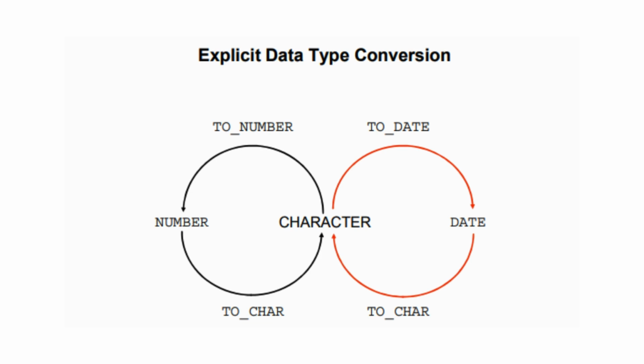TO_NUMBER(char, fmt, NLS_PARAMS) converts a character string containing digits to a number in the format specified by the optional format model fmt. The NLS_PARAMS parameter has the same purpose in this function as in the TO_CHAR function for number conversion. TO_DATE(char, fmt, NLS_PARAMS) converts a character string representing a date to a date value according to the fmt that is specified. If fmt is omitted, the format is DD-MON-YY. The NLS_PARAMS parameter has the same purpose in this function as in the TO_CHAR function for date conversion.